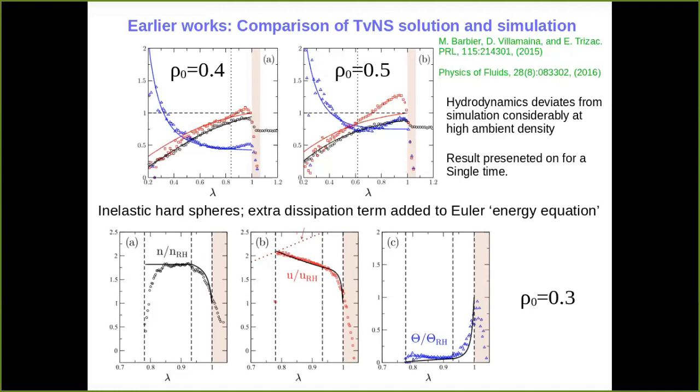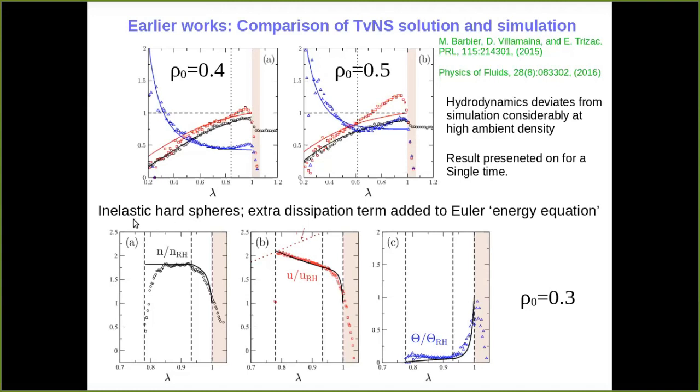Okay, please go ahead. So the problem is the hydrodynamics deviates from the simulation significantly at high ambient density, and also they present results for a single time, so maybe they have not reached the scaling limit. That is one problem with their work.